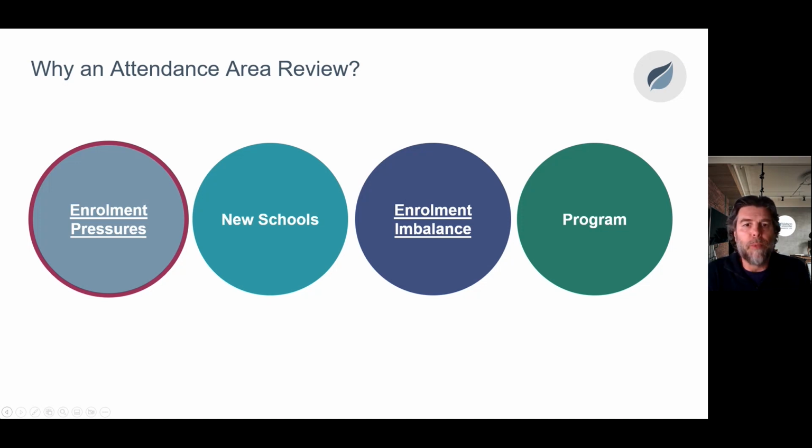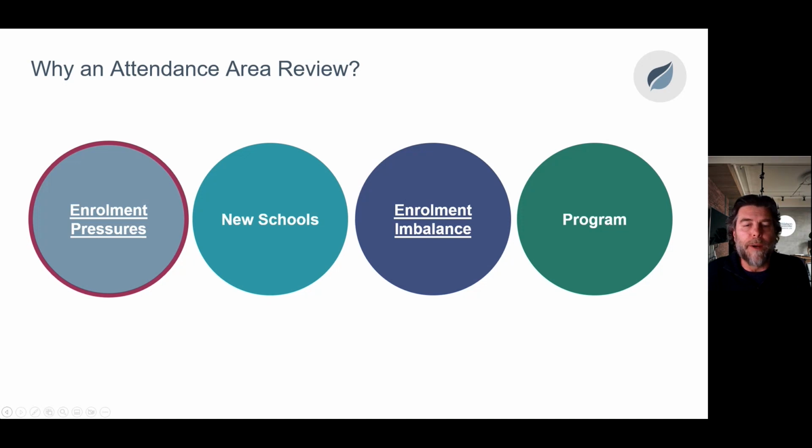The other reason why a board might consider a boundary review is when a new school opens. If that new school requires a new boundary and it impacts some of the existing schools, again, a boundary review may be necessary to determine what that new school's boundary will look like. Another reason is an enrollment imbalance, similar to the first point about enrollment pressures. A school board may have some schools that are significantly over capacity. They may have some schools that are under capacity, and they may need to just try to better balance or equalize enrollment for those various schools.